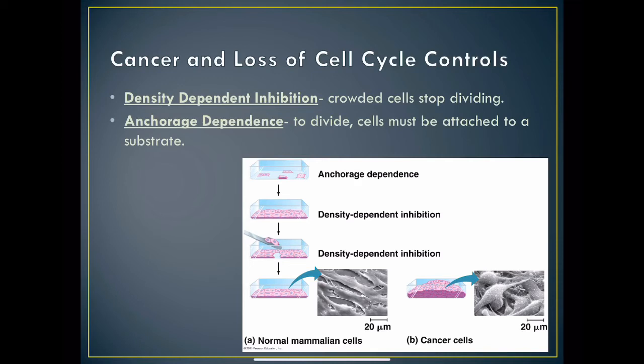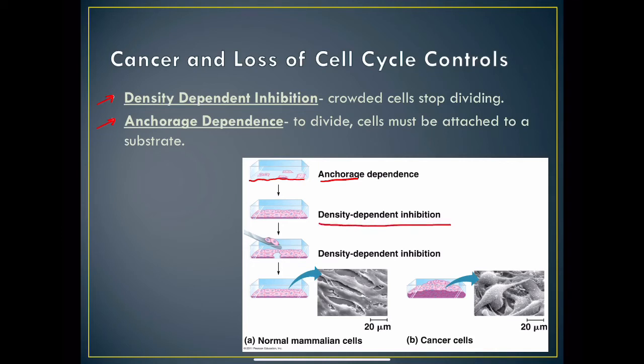So some of the controls that we normally have that prevent cancer are density-dependent inhibition and anchorage dependence. Anchorage dependence means that cells will normally need some type of substrate to grow on. And so they receive signals from proteins in the plasma membrane that let them know that they can grow in that space. That's referred to as anchorage dependence.